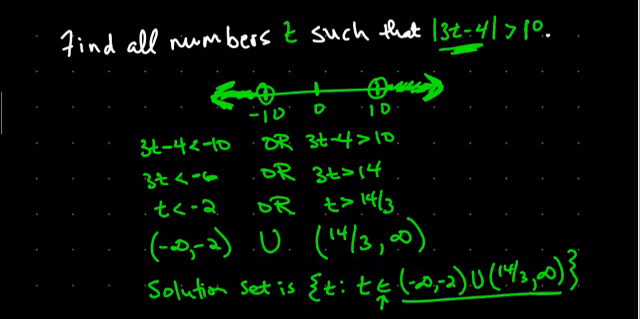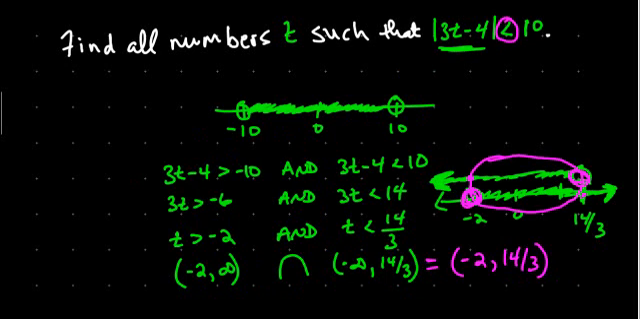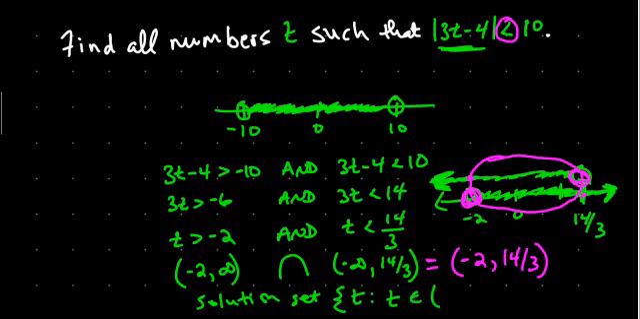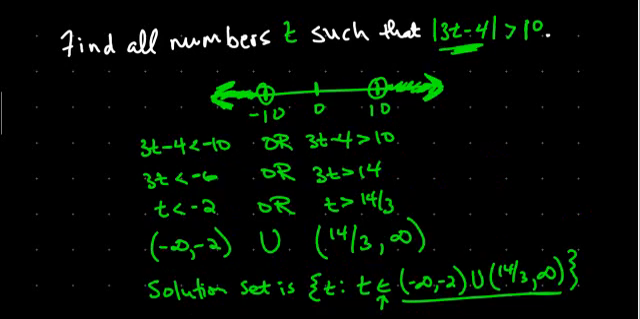Okay? So that being said, let me go back. I don't think I stated the solution set here, so let me state this solution. So this solution set is going to be all t such that t is in this interval from -2 to 14/3. Okay? And that's going to conclude those 3 problems.